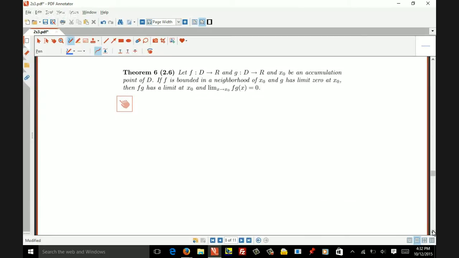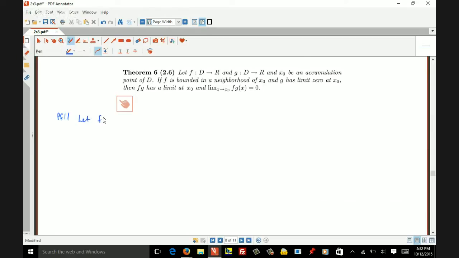Okay, this is theorem 2.6 from your book. It's on the bottom of page 74. It says, let f take D to R and g take D to R, and x naught be an accumulation point of D. If f is bounded in a neighborhood of x naught and g has a limit 0 at x naught, then f times g has a limit at x naught and the limit is 0. Okay, so let's look at our proof. Let's let the computer catch up. There we go. What's the hypothesis?